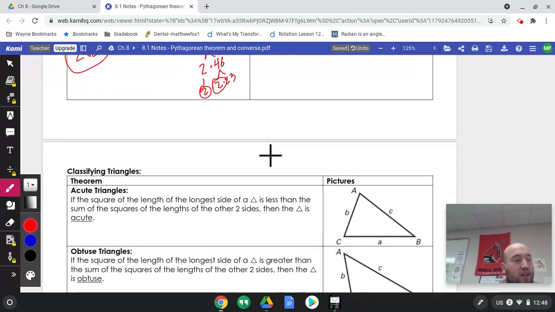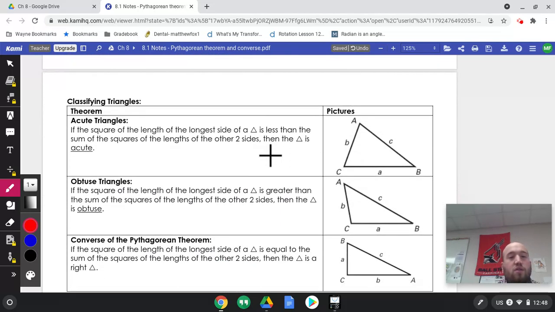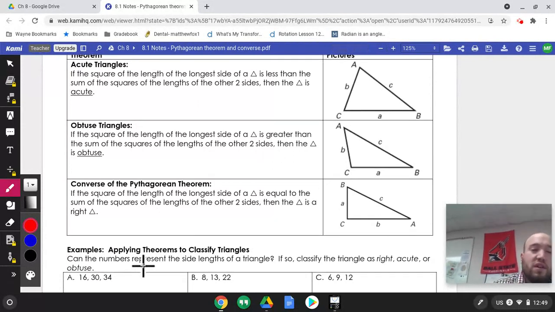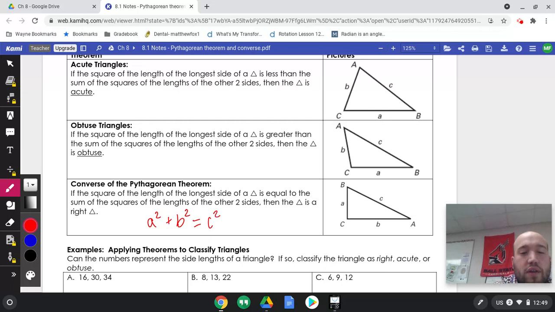Okay, now the second thing I want to talk about today. We know the Pythagorean theorem, and right here, the converse, and you don't need to write these down, but the converse tells us that a squared plus b squared equals c squared. If that's true, then you automatically know you have a right triangle here.